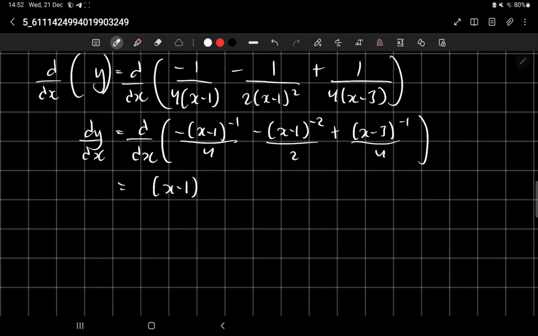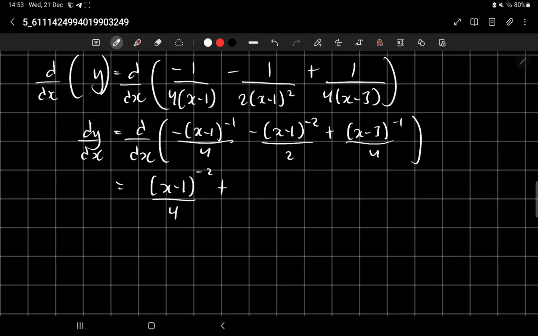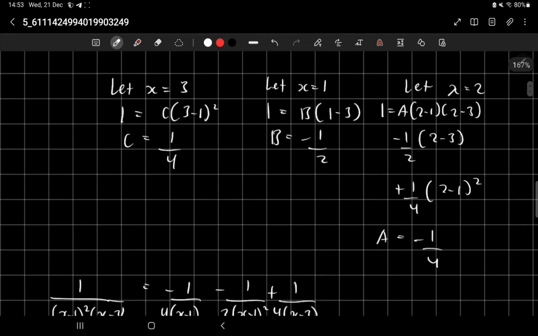So (x minus 1) to the power of negative 2 over 4, and then plus 2(x minus 1) to the power of negative 3 over 2. And then from here, negative (x minus 3) to the power of negative 2 over 4. So yeah, this is our dy/dx.